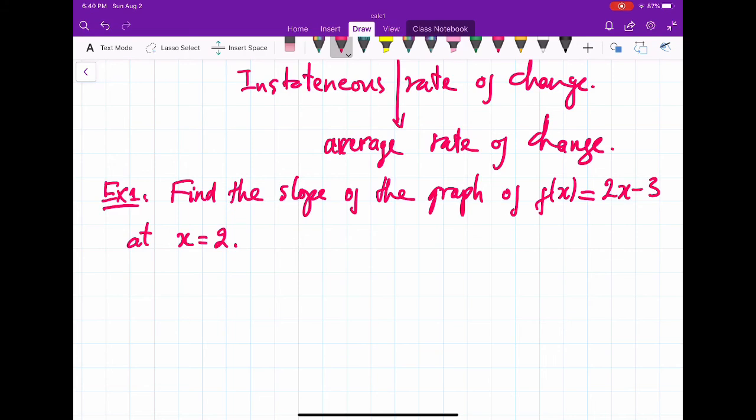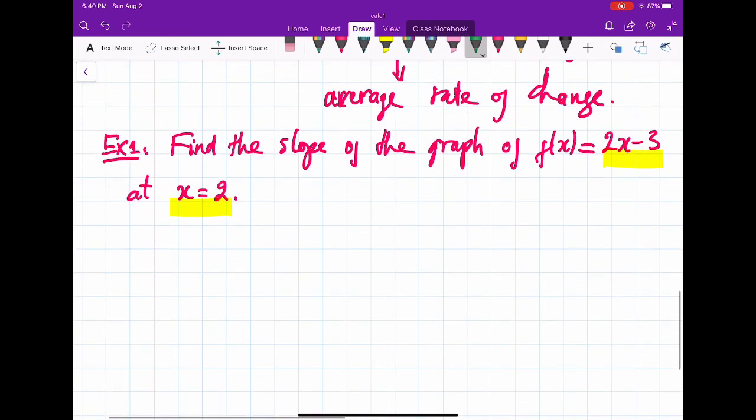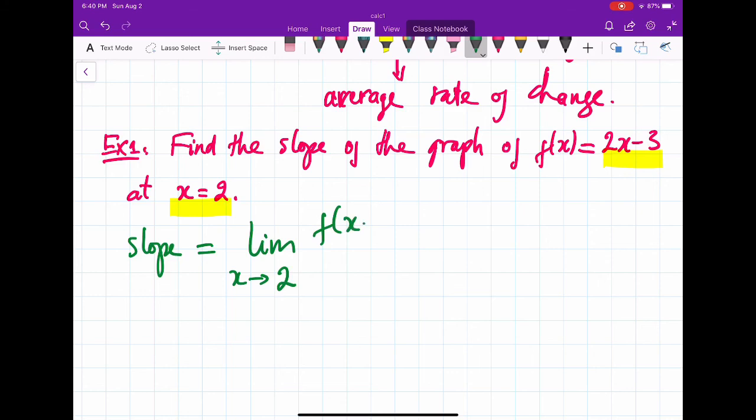Find the slope of the graph of the function f(x) equal to 2x minus 3 at x equal to 2. So we know the definition of the slope, right? The slope is equal to the limit when x approaches 2 of f of x minus f of 2, divided by x minus 2.